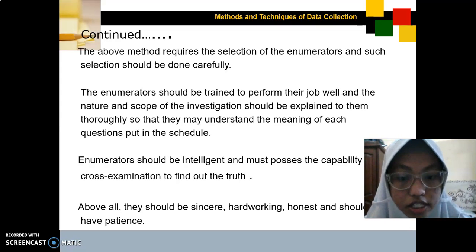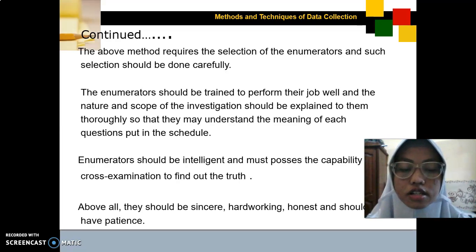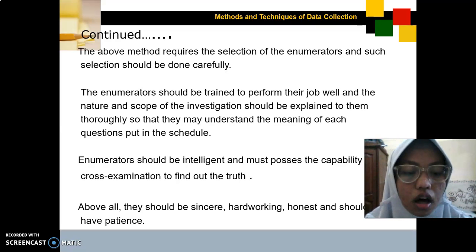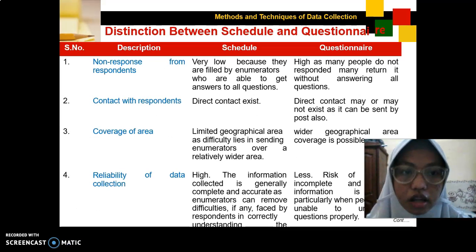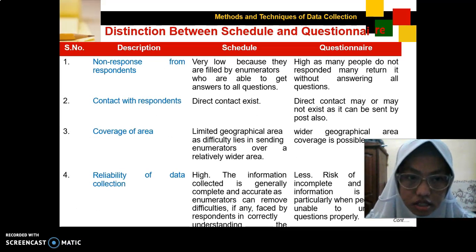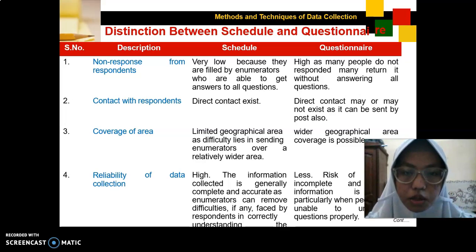Enumerators should be intelligent and must possess the capability of cross-examination to find out the truth. So, all in all, they should be sincere, hardworking, honest, and should have patience. This is the concern between schedule and questionnaire.